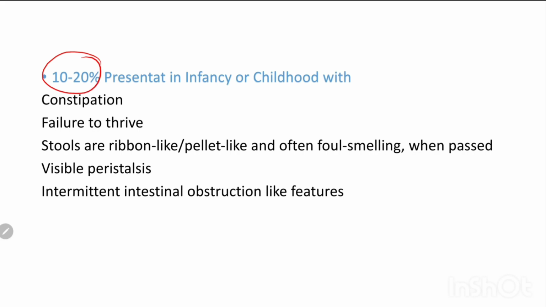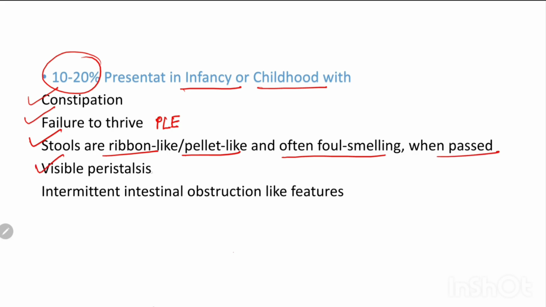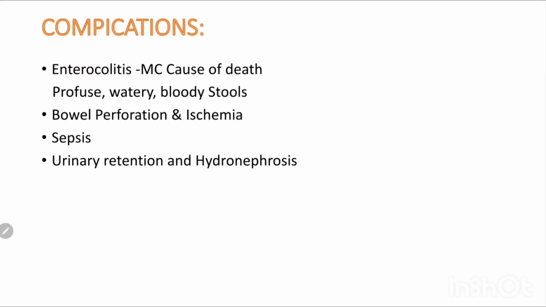10 to 20% of Hirschsprung disease present in late infancy or childhood. They present with constipation, failure to thrive due to protein losing enteropathy, and stools are ribbon-like or pellet-like and often foul-smelling when passed. Visible peristalsis is present, and intermittent intestinal obstruction-like features are also present in late presentation Hirschsprung disease.